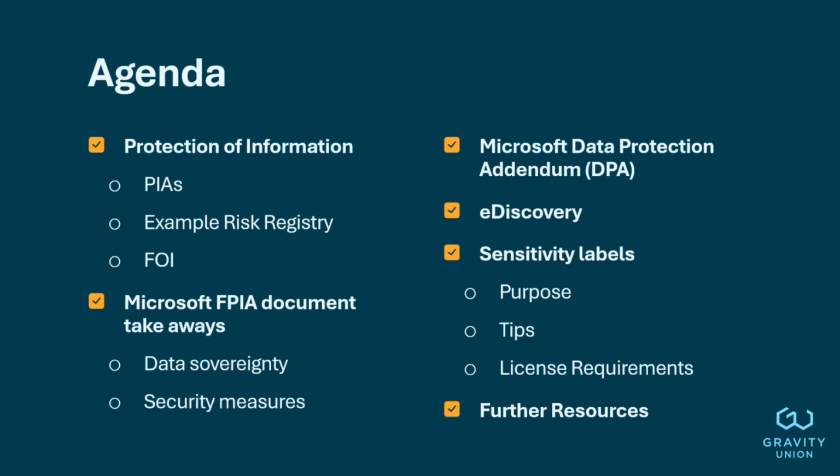Next, we will move on to Microsoft-related resources. I'll do a deep dive into the foundational privacy impact assessment document, as well as how it deals with data sovereignty and security measures. I'll also touch on Microsoft's data protection addendum, the DPA, and then we will move on to the Microsoft Purview portal offerings, beginning with eDiscovery and then moving on to sensitivity labels, where I'll give you the purpose of them, some tips and tricks, as well as the licensing requirements.